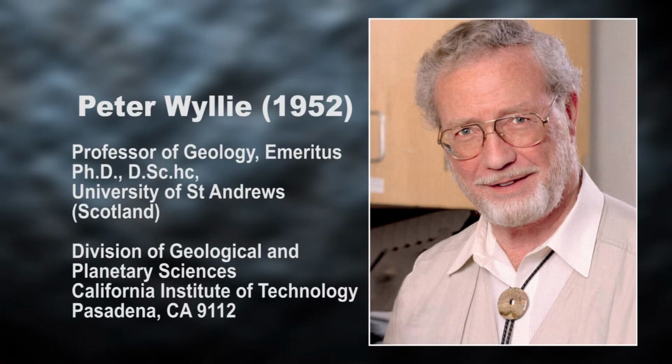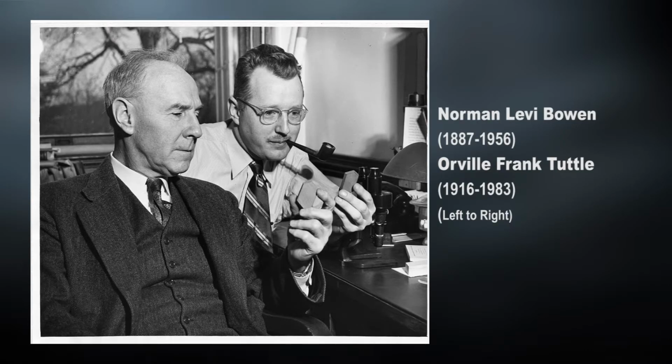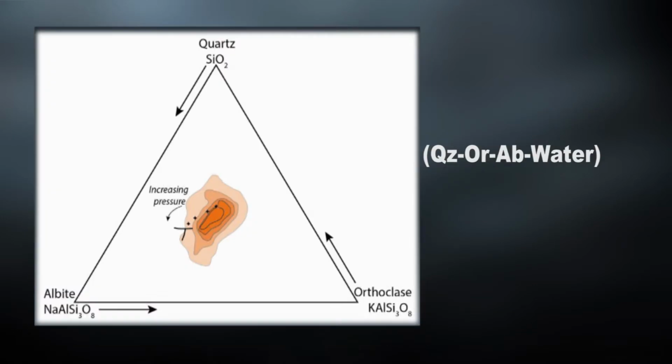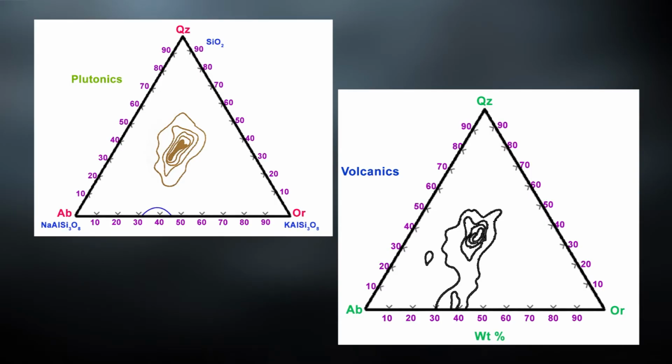The first experiment was done by Winkler in 1952, who reported melts of granitic composition when shale was subjected to melting in hydrothermal experiments. Subsequently, Tuttle and Bowen in 1958 performed melting experiments on the granite system SiO2, KAlSi3O8, NaAlSi3O8 plus H2O, that is the quartz, orthoclase, albite, water system.